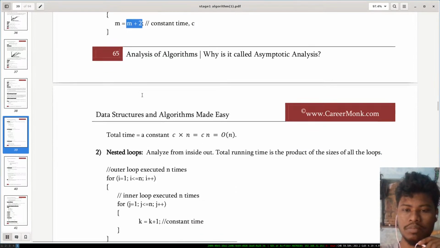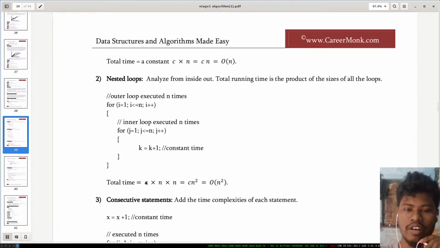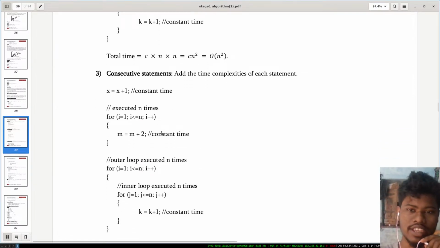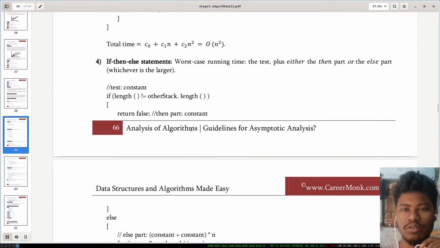But in nested loops, analyze from inside out, giving a total running time of the product of the sizes of the loops. So there's an n inside an n. Then Cn times n is Cn squared, and we get n squared because we do not take the constant seriously. Now consecutive statements: add the time complexity of each statement, constant 1, constant 2. We ignore them.